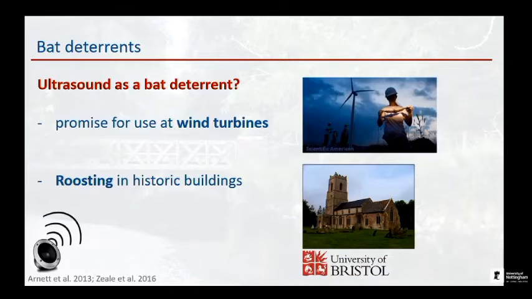Acoustic deterrents have shown promise for use at wind turbines in North America, where bats are killed in huge numbers by being hit by the turbine blades, and also by something called barotrauma due to pressure changes in entering the rotor swept zone. And also in historic buildings.